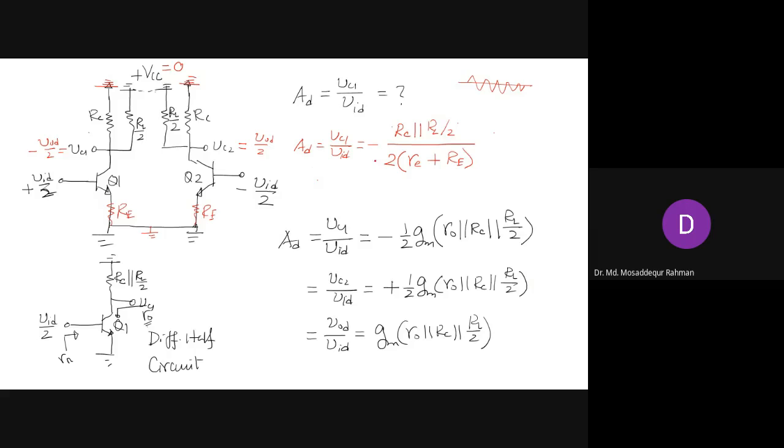So that will be the gain expression for a single collector terminal, and if you are taking output differentially, VOD by VID, that will be RC in parallel with RL by 2, and then we have RE plus small r. And the input and the output resistance are the same as what we have shown in our previous diagram for the differential amplifier with resistance in the emitter. Any question, guys?